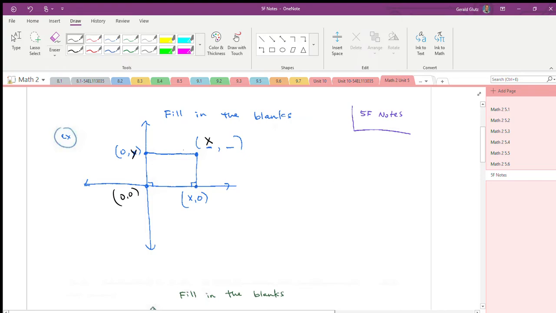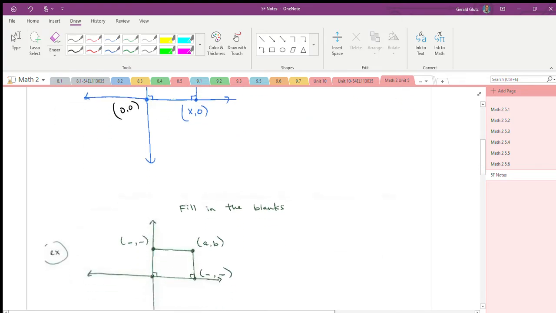And then how far up? Well, this is the same height as this point, so we went up y to get to this point. So again, we went up y, so x comma y would be this point right here. So that's kind of how we're going to do these.